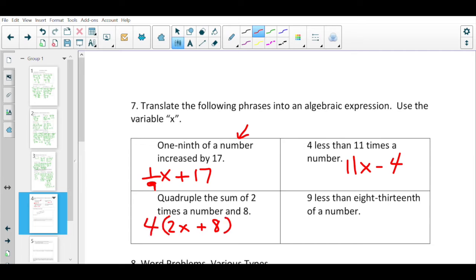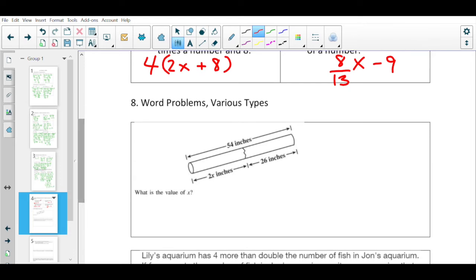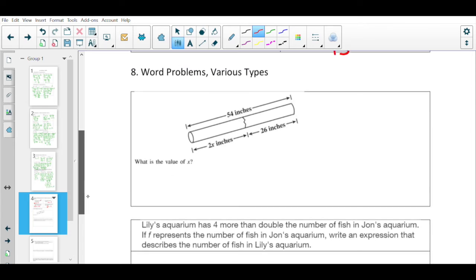9 less than 8/13 of a number. So here's the number, 8/13. 9 less than that, minus 9. Word problems, various types, and this will be representative of the next few word problems.